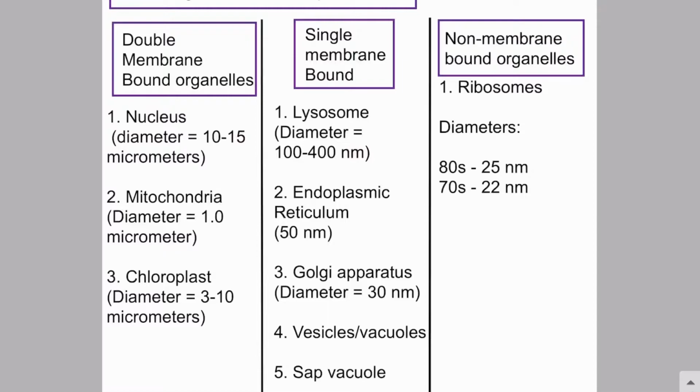Double membrane bound organelles are those organelles which are surrounded by two membranes. Single membrane bound organelles are those organelles which are surrounded by a single membrane or just one membrane, and non-membrane bound organelles are not surrounded by any membrane.